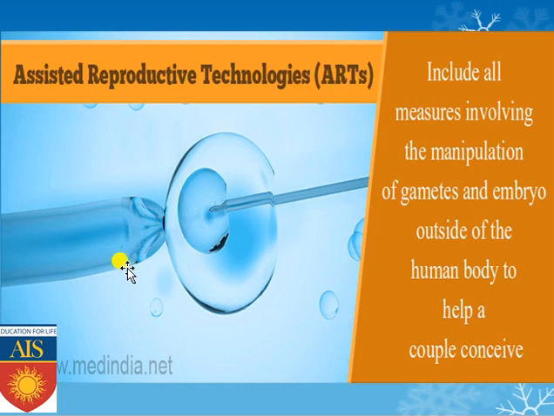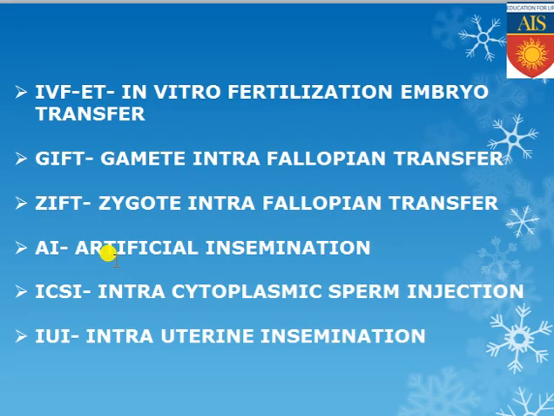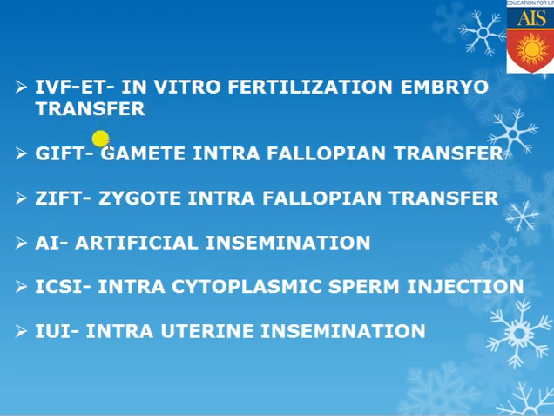Within the assisted reproductive technologies, the various technologies we need to discuss are: first, IVF-ET, that is in vitro fertilization embryo transfer. Gamete intrafallopian transfer, that is the second method. Third, ZIFT, zygote intrafallopian transfer. Fourth, AI, artificial insemination. Fifth, ICSI, that is intracytoplasmic sperm injection. And sixth, IUI, that is intrauterine insemination. So these six methods are there under assisted reproductive technologies.